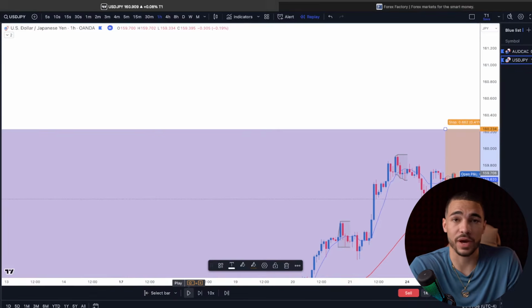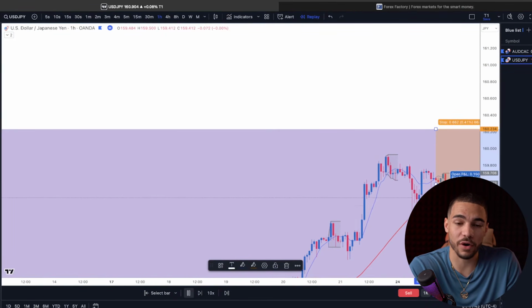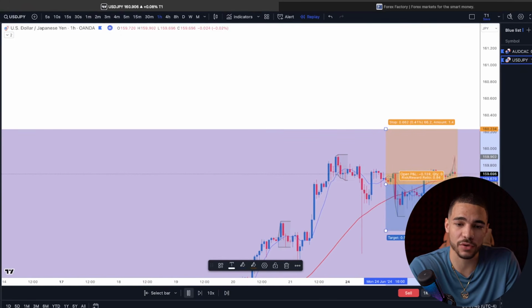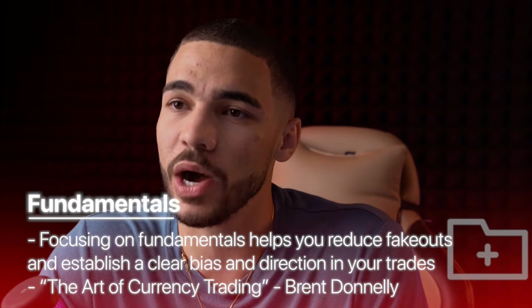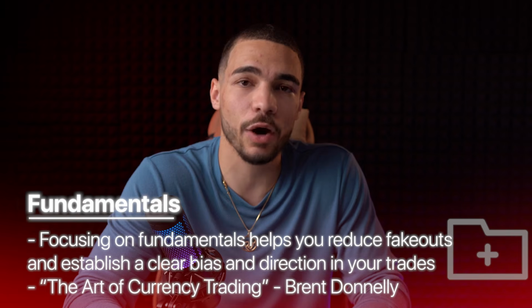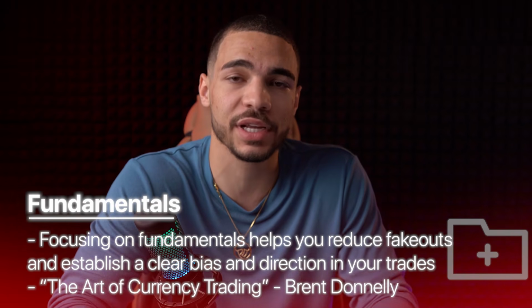So if people are more confident in the dollar, then the dollar is going to be moving bullish in a time like this. So as you guys can see, despite this zone giving us technical analysis in our favor, when our fundamental bias came out against those technicals, you can see price reverses and this whole zone fails. So this is why I want you guys to really focus on fundamentals, because it will help you avoid getting faked out and help you have a clear bias and direction in your trades.